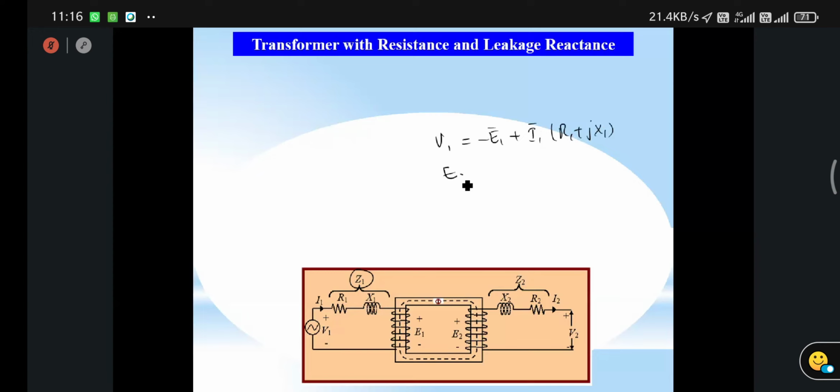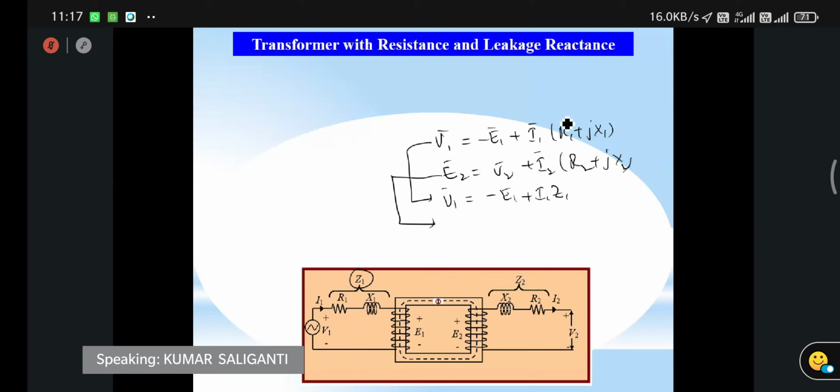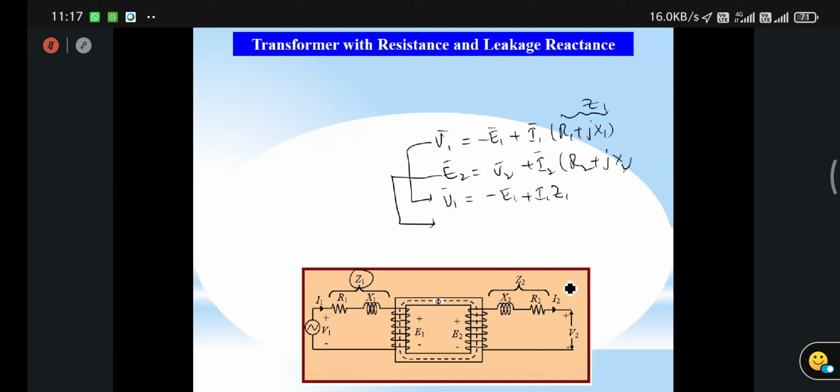Then E2 equal to V2 plus I2 of R2 plus jX2. So here, V1 is equal to minus E1 plus I1 Z1, because this total thing is Z1. Similarly, I2 of R2 plus X2, this total thing, is Z2, so E2 is equal to V2 plus I2 Z2.